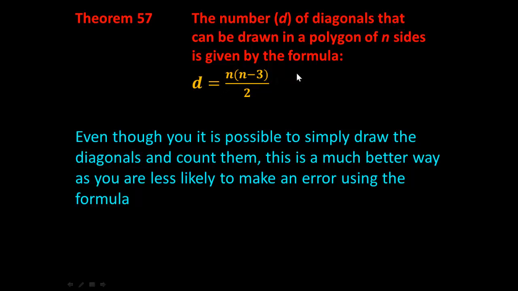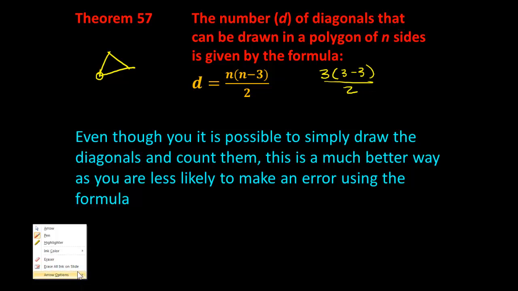So like a triangle. Okay, can we draw diagonals in a triangle? We've got this figure here like this. Can I draw from this angle a diagonal that'll go to either of these that aren't a side? Answer is no, and if you plugged it in, you'd get 3 times 3 minus 3 over 2. 3 minus 3 is 0. 3 times 0 is 0. Divided by 2 is still 0. So there's 0 diagonals, so it works for that.